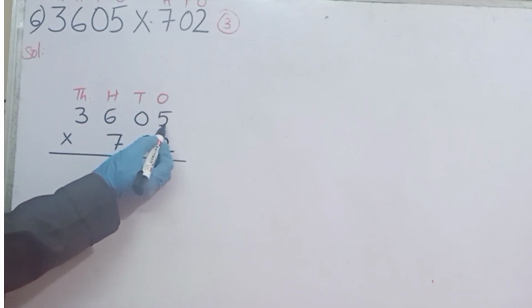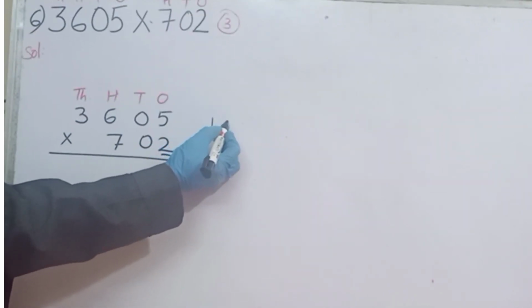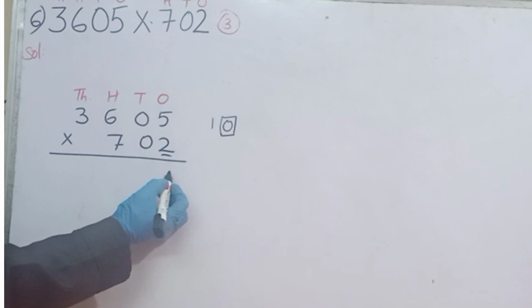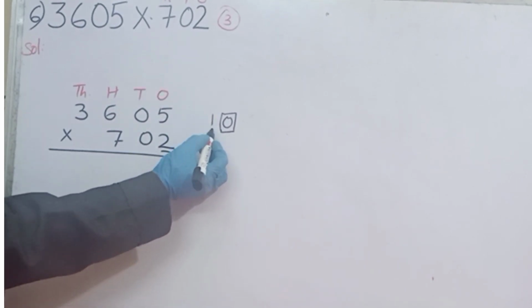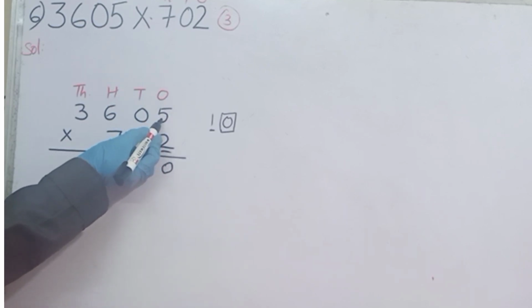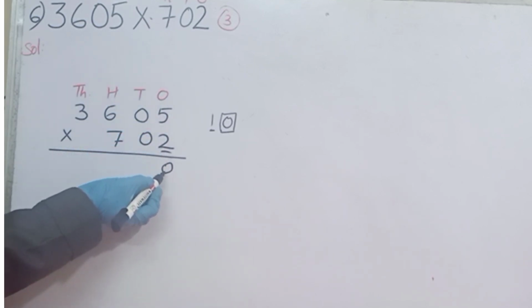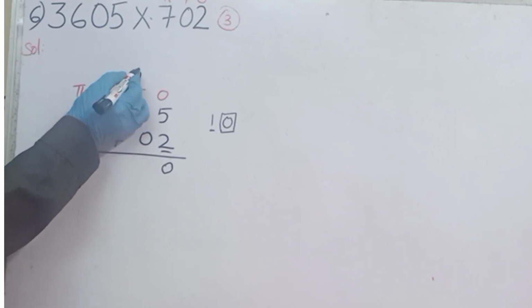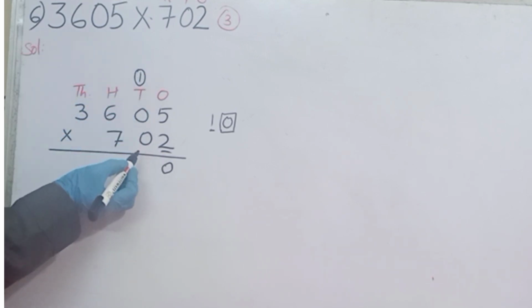2 5s are 10. What is the answer? 10. So only the ones place number will be written here, and the second number, which is in tens place, will go as a carry to its beside number. So 2 5s are 10. So I wrote 0 here, and 1 will go as a carry on tens place.